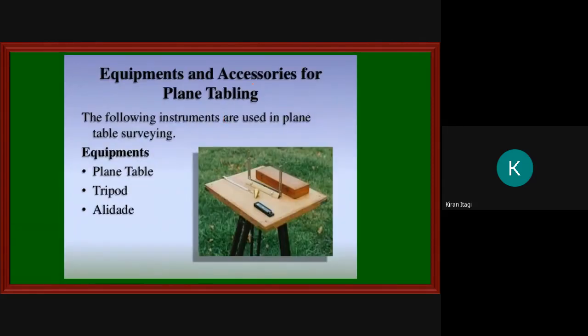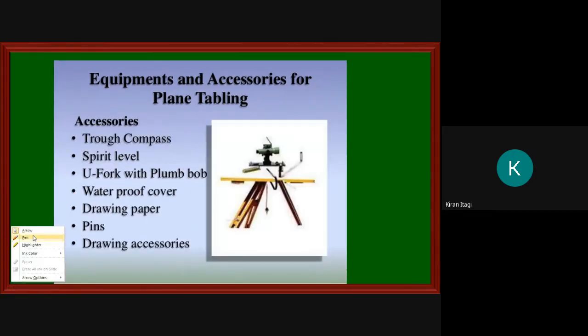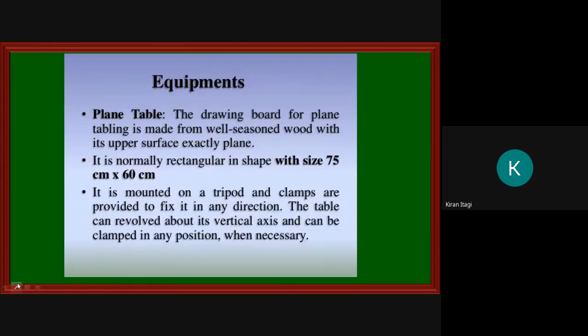So here, equipment and accessories for the plane table. The main three things are plane table, tripod and alidade. So this is the plane table, then the one below is a tripod, and this one is an alidade. Other accessories are a rough compass, a spirit level, that is nothing but a bubble tube, to keep the table horizontal. With the help of spirit level or bubble tube, we will keep this plane table perfectly horizontal. Then a plumb bob for centering, waterproof cover, drawing paper, pins, and drawing accessories. So we will go one by one.